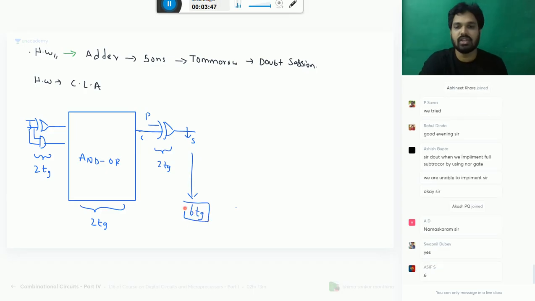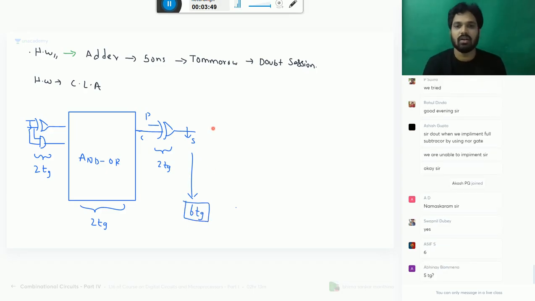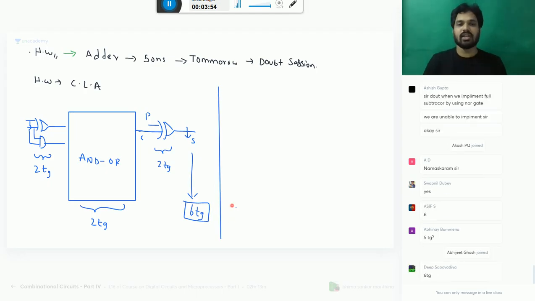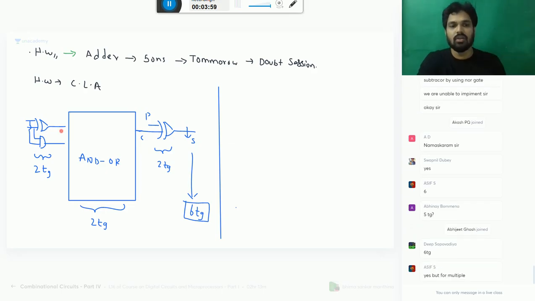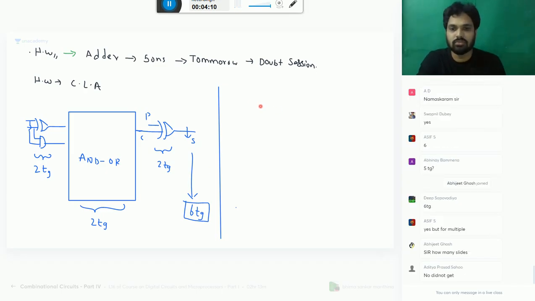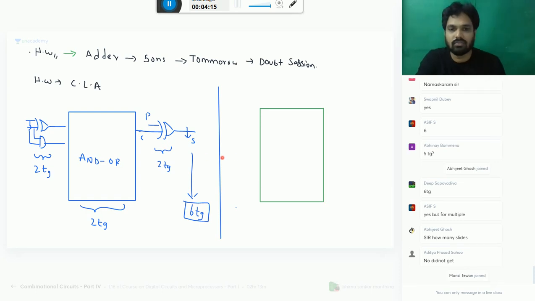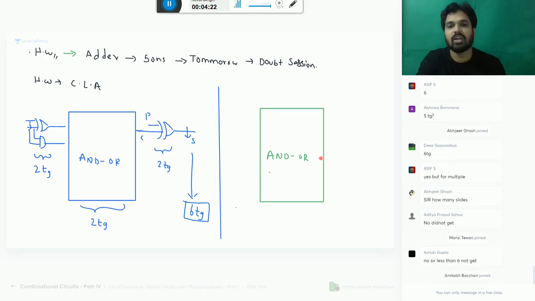Anybody has done this with less than 6? How many of you have done it with 5 TC? If you have that answer with you, just attach that image. I will check whether you are right or not. With 2 inputs only. For multiple inputs it may be possible. Let me check with 2 inputs whether it is possible or not. First slide, Aditya. First slide only. Okay, let me show you.